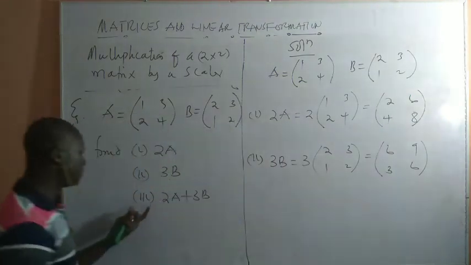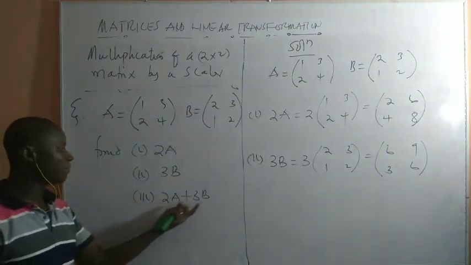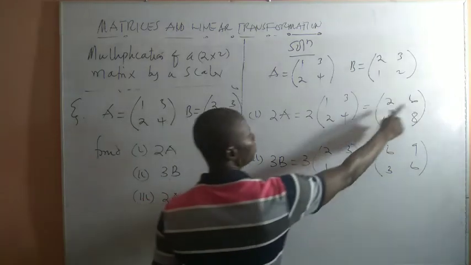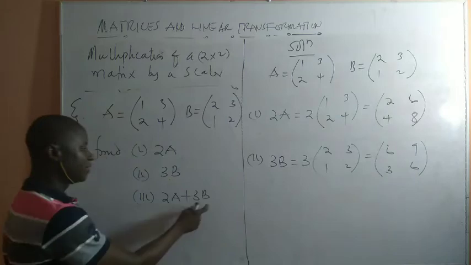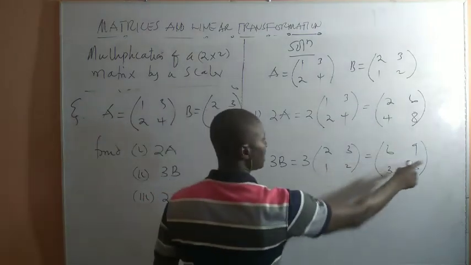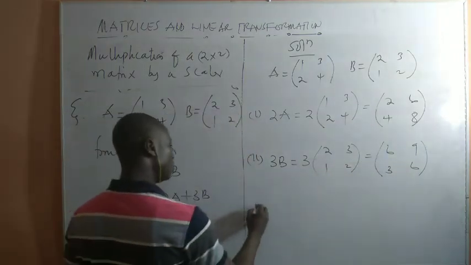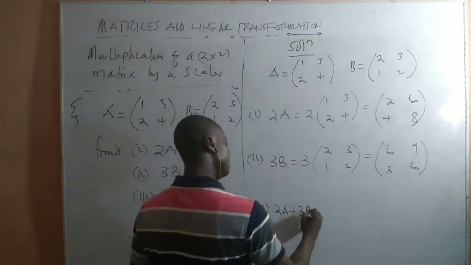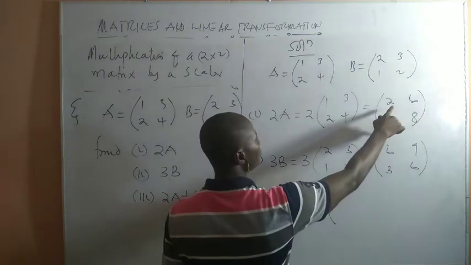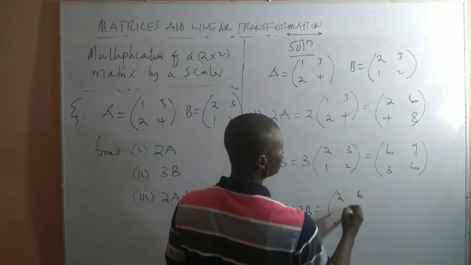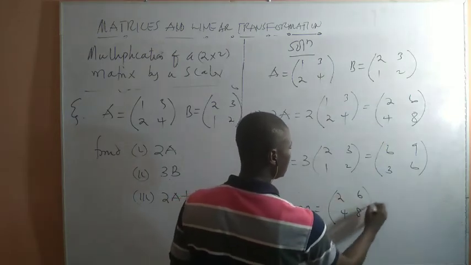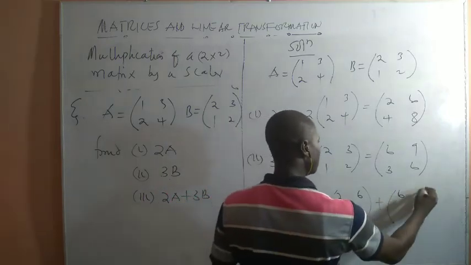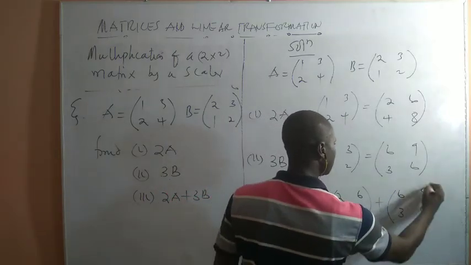Don't forget the third part of the question, you have to find 2A plus 3B. Now we already have 2A to be 2, 6, 4, 8, and our 3B equals 6, 9, 3, 6. And so if you are asked to find 2A plus 3B, then 2A is now 2, 6, 4, 8 plus 3B, which is 6, 9, 3, 6.